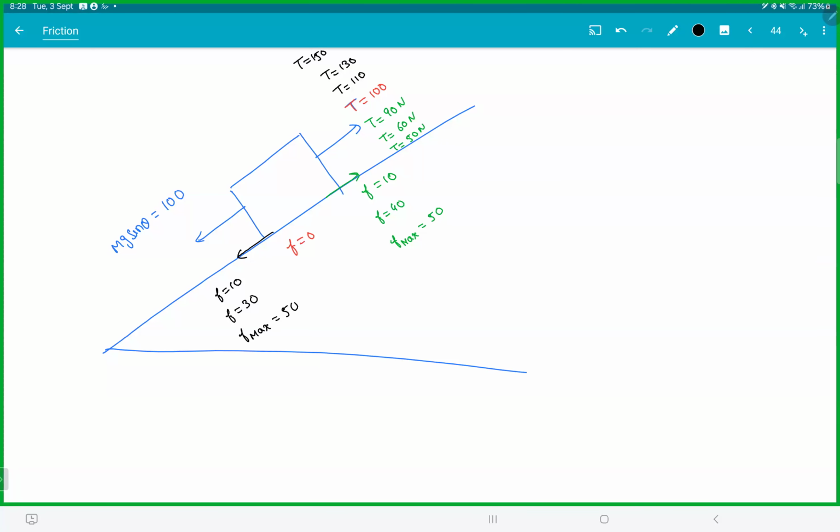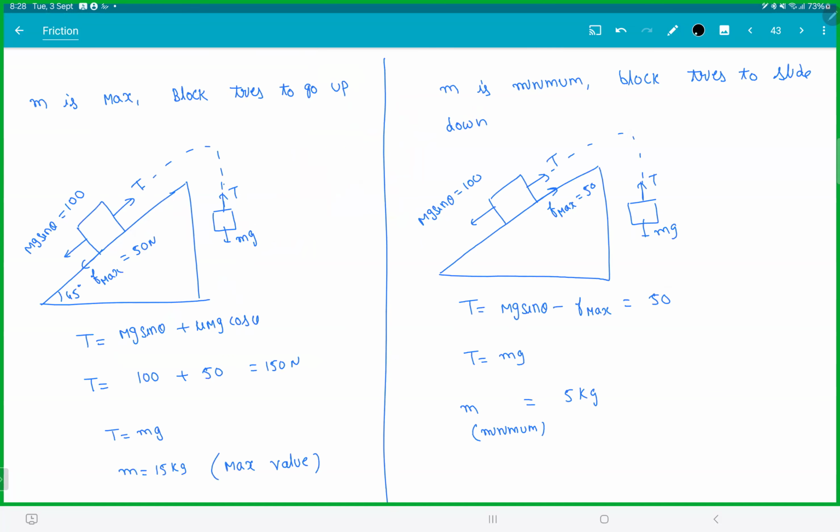Is this making sense, everyone? So friction doesn't have a constant value. Depending on the value of small m, friction can give anywhere from plus 50 to minus 50. Therefore, the final answer for the mass m lies between 15 kg to 5 kg. Any value between this, the friction can keep it at rest.